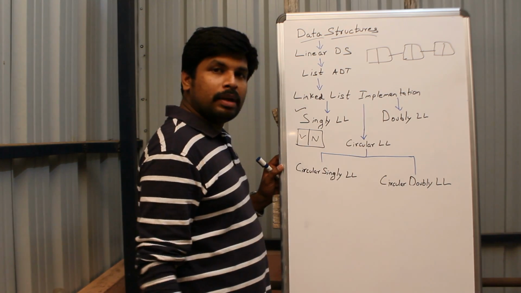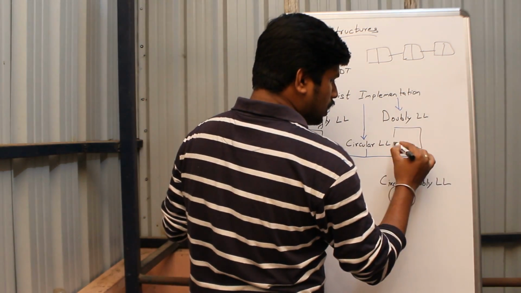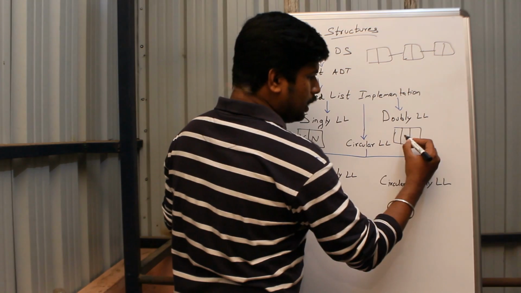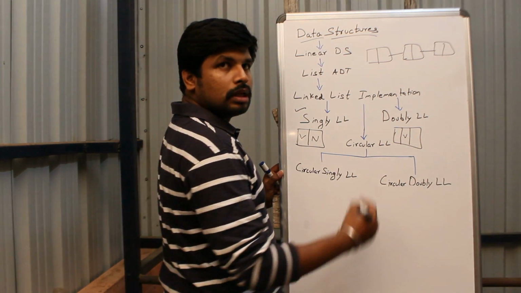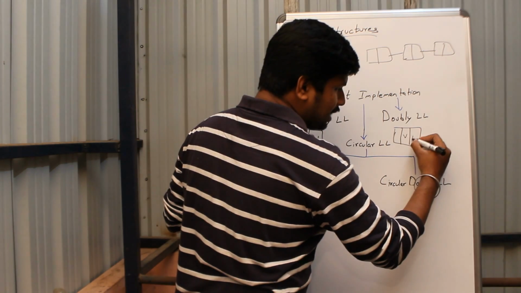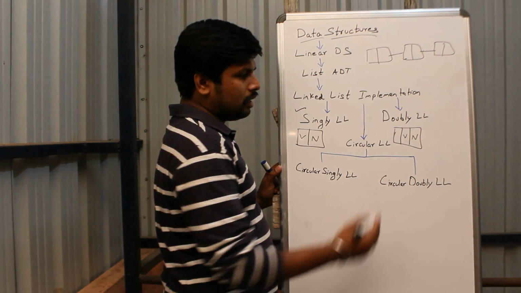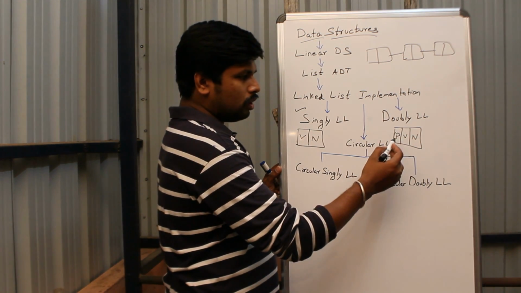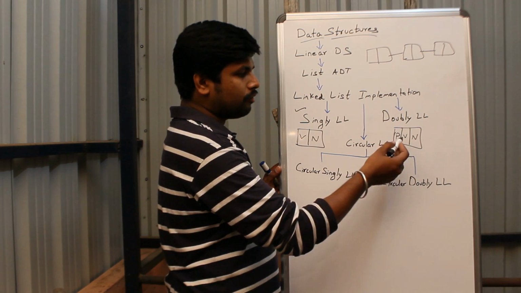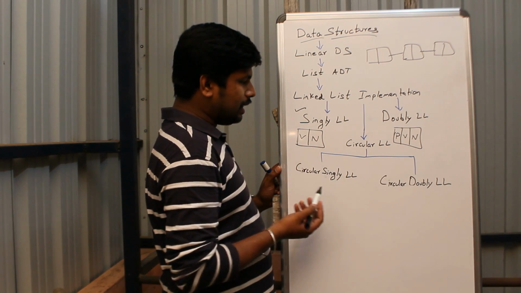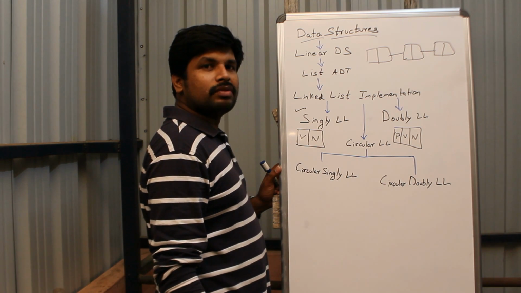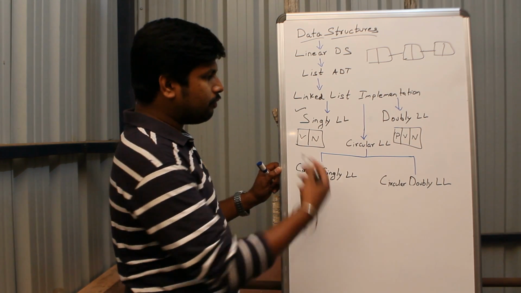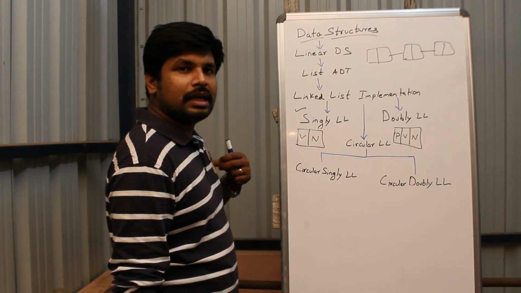Whereas in a doubly linked list, each node consists of three segments, where the middle part consists of the value, the last part consists of the address of the next element, and the first part consists of the address of the previous node. So previous node, next node, and the value itself. Whereas in a singly linked list we have the value and the address of the next element. Now, what is a circular linked list? Before that, we will see a combination of singly linked list and doubly linked list.